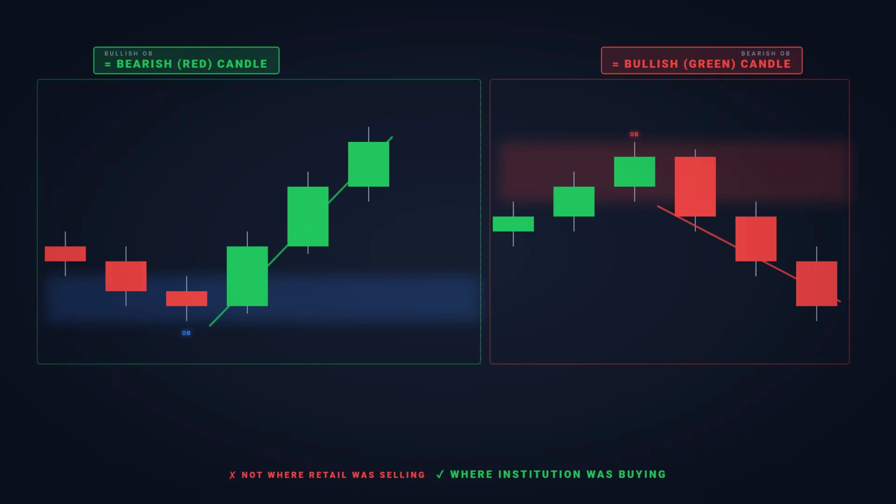Now let's talk about what makes an order block valid, because not every opposing candle before any move qualifies.